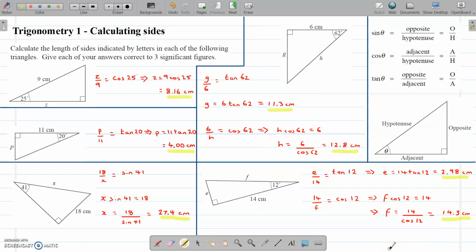So that is an introduction to finding the lengths of unknown sides in a right-angled triangle. In the next video, we will look at finding unknown angles using trigonometry when you have sides given to you, and that will be in the next one.